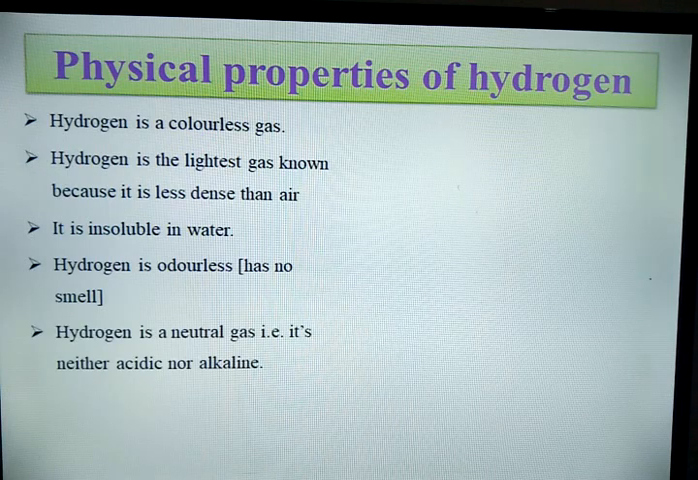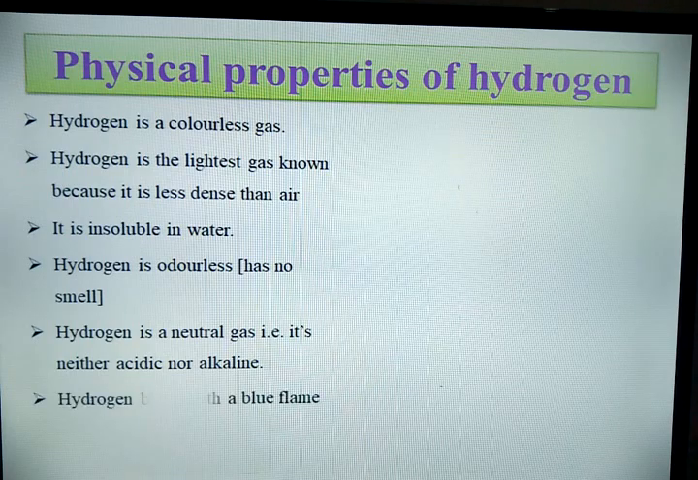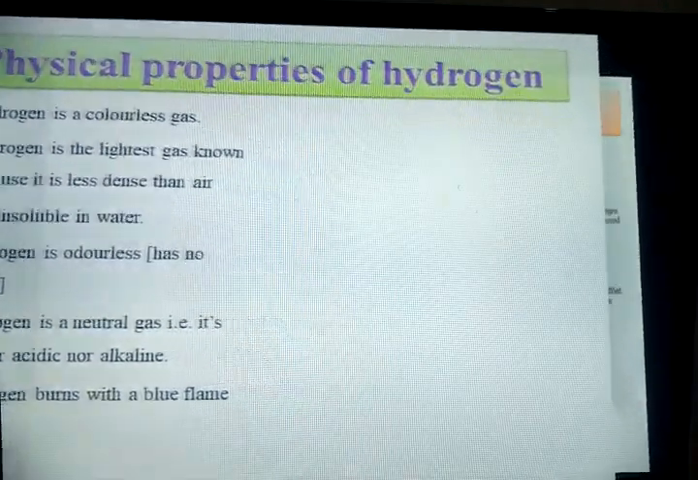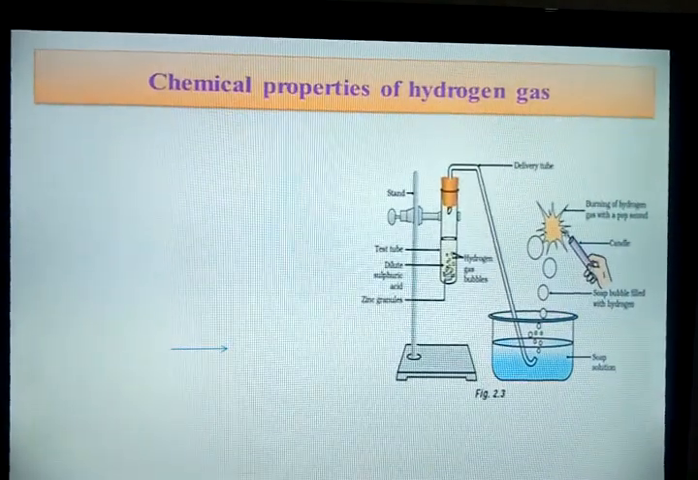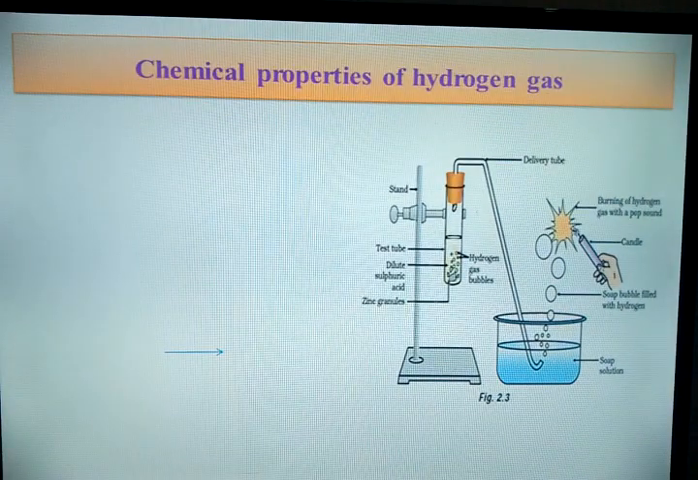It is neutral. It is neither acidic nor alkaline. Even if you insert litmus paper, the litmus paper will not change in any way. This hydrogen will burn with a blue flame. That is under the test for hydrogen, that when you put a burning splint near a jar of hydrogen, it burns with a blue flame and a pop sound. At least try to get that, such that you are in a position to look at how hydrogen is tested.